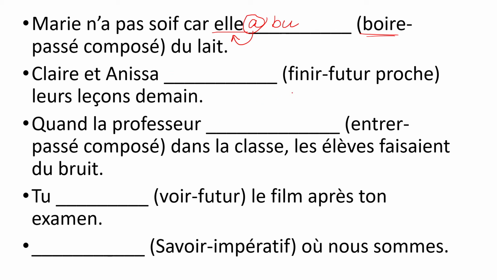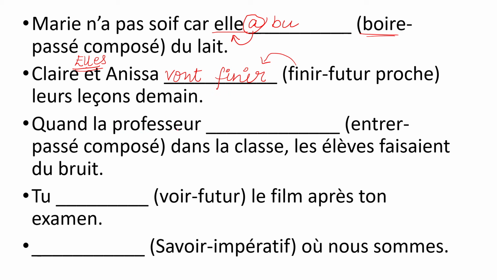Next, finir has to be put into the future proche for Claire et Anissa, which is E-L-L-E-S. Okay, Claire et Anissa, substitute with elles. For the future proche, you have to put aller, which becomes vont, and then you have to put the verb as it is in full after it, so it becomes vont finir.